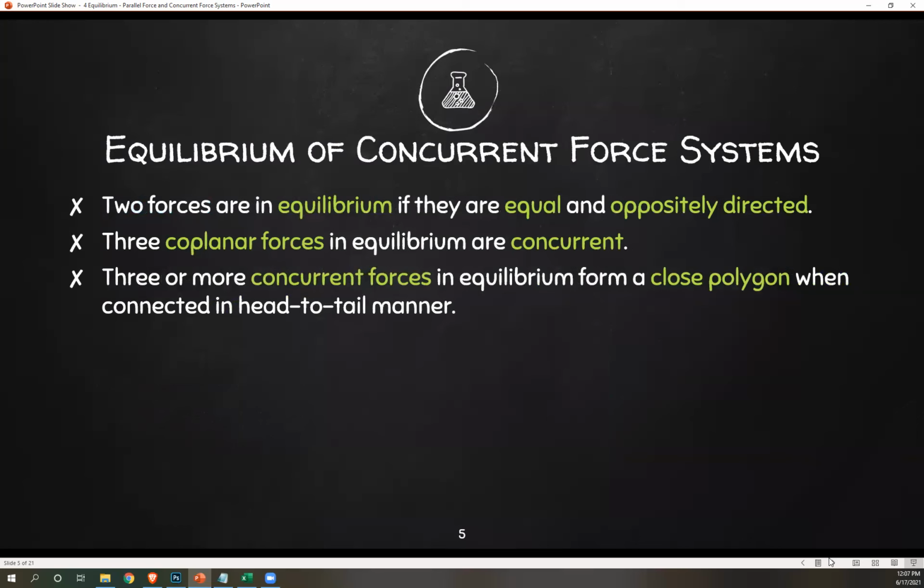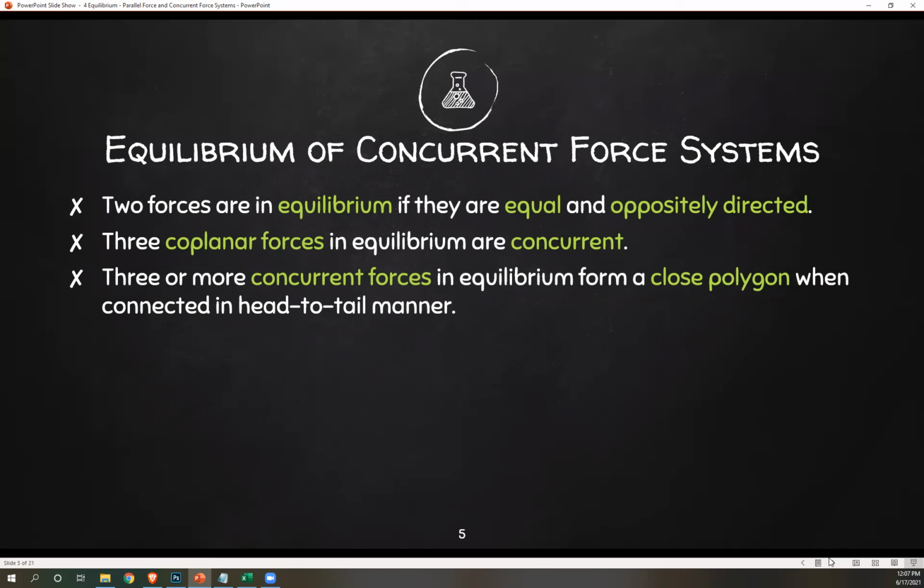Two forces are in equilibrium if they are equal and oppositely directed. Obviously, because if you do summation of forces, since they are equal and oppositely directed, the summation will be equal to zero. Three coplanar forces in equilibrium are concurrent, and three or more concurrent forces in equilibrium form a closed polygon when connected in head-to-tail manner. So this means you can solve for equilibrium questions using geometry.